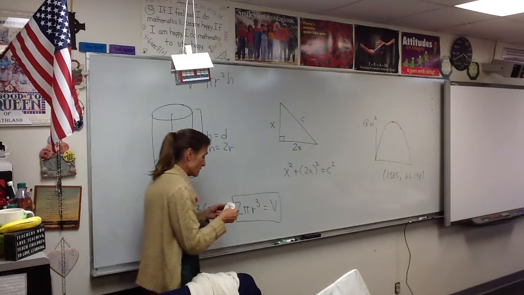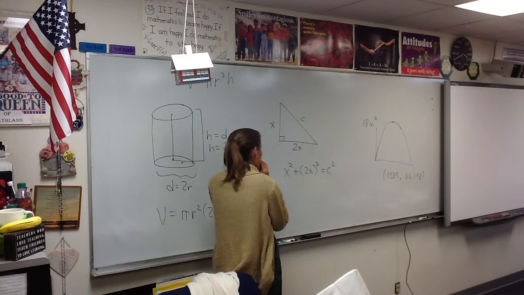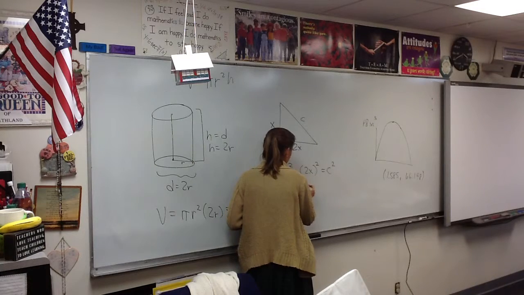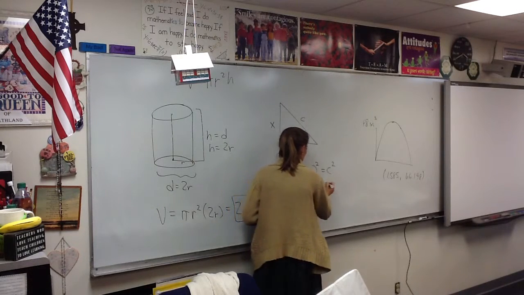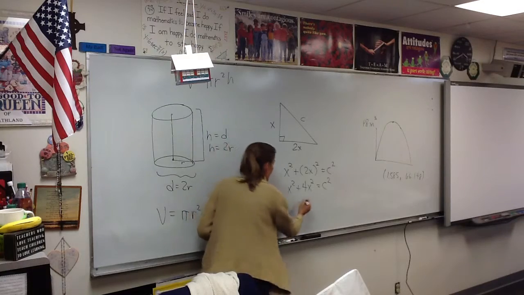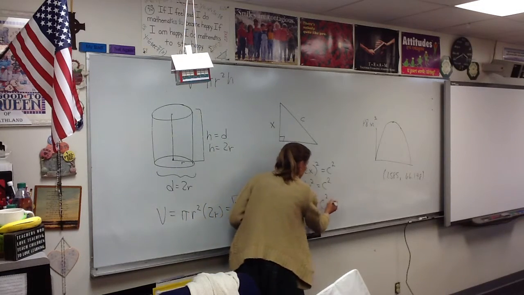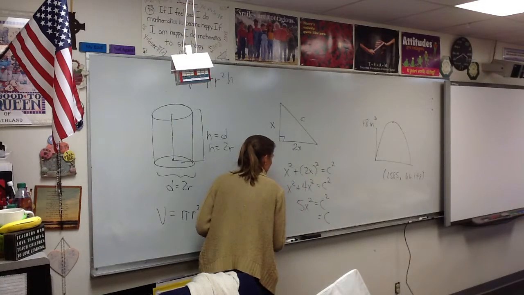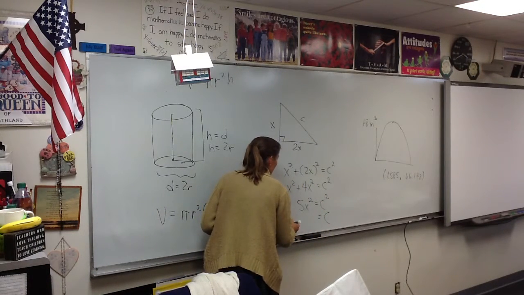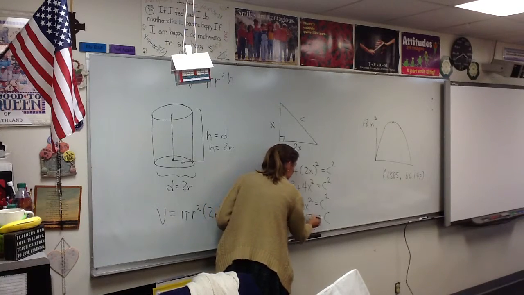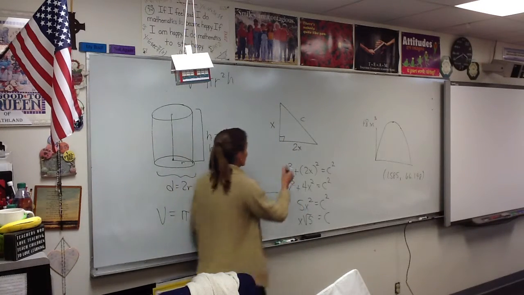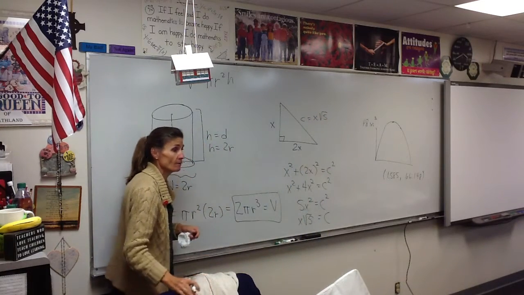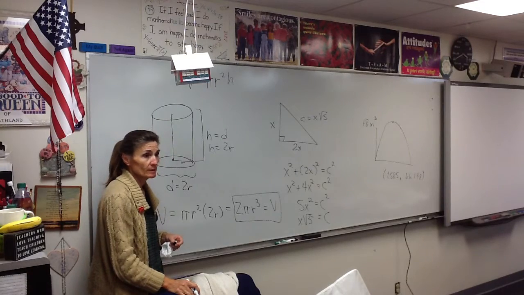All right, let's solve for c. What do I got here? X squared plus 4x squared equals c squared. So 5x squared equals c squared, you with me? So what's c? What's the hypotenuse? The square root of 5x squared, which is x root 5. So the length of your hypotenuse is x root 5. Done. That wasn't so bad.